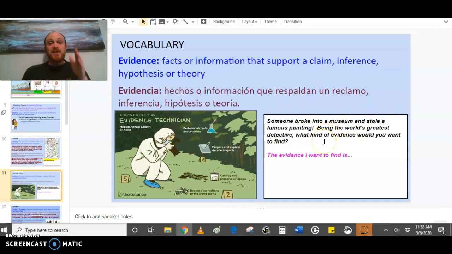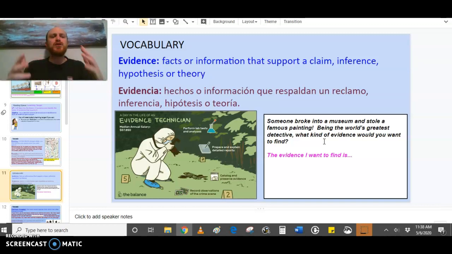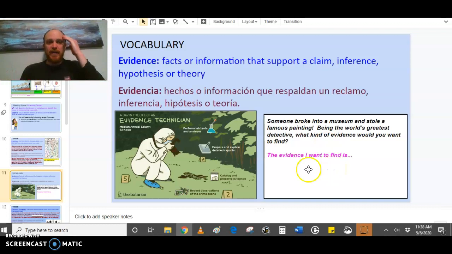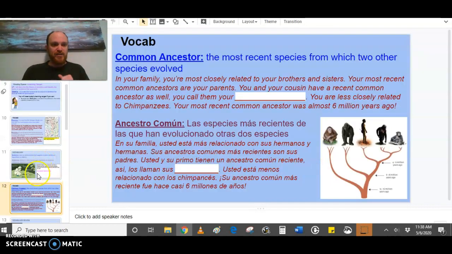Someone broke into a museum and stole a famous painting. Being the world's greatest detective, what kind of evidence would you want to find? What evidence are you going to be looking for to solve this case? This gets you thinking about evidence that way. So go ahead and fill that in. That should be kind of fun.